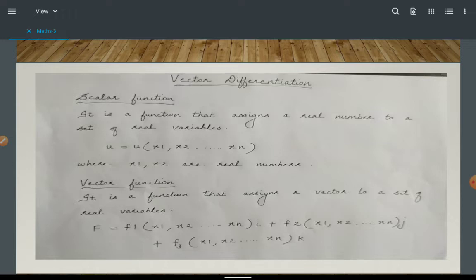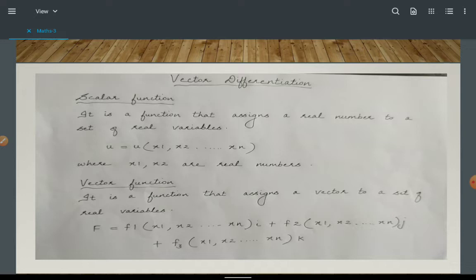For example, u is equal to u of x1, x2, etc. till xn, where x1, x2, they all are real numbers. Second one, vector function. What do you mean by vector function? It is a function that assigns a vector to a set of real variables.